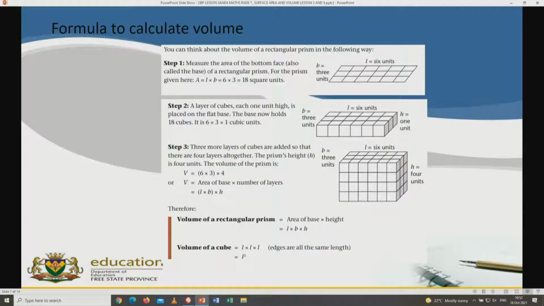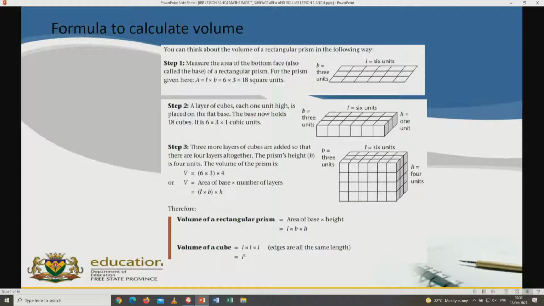Step number 3. 3 more layers. The first layer was put. Then now we are adding to the 1. We add another 3 stacks or 3 layers, so that there are 4 layers altogether. To the now 1 we added, we put another 3 more, and therefore we'll have how many layers now? 4 layers. And therefore, if we pack them on top of one another going up, it means now the height is what?